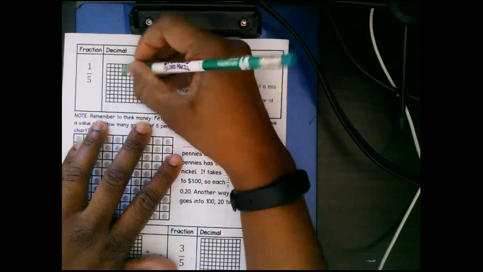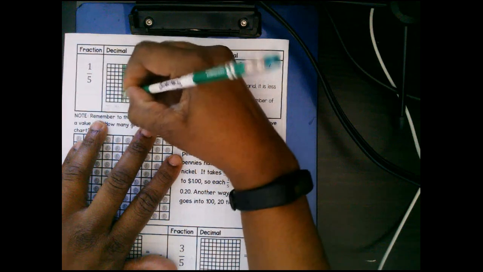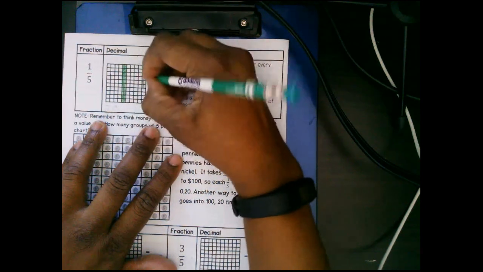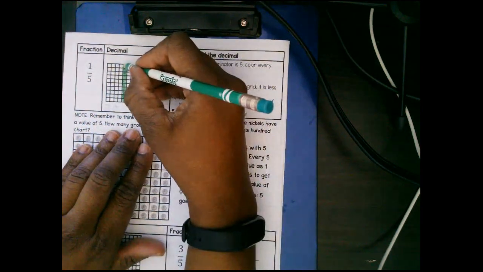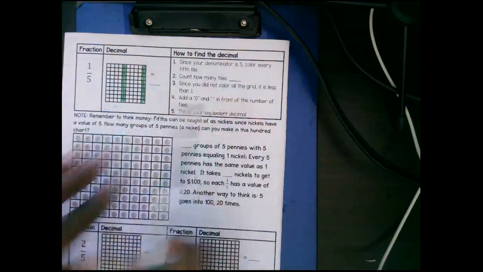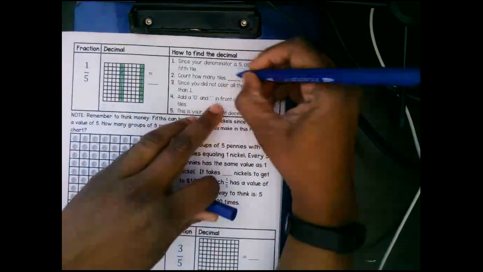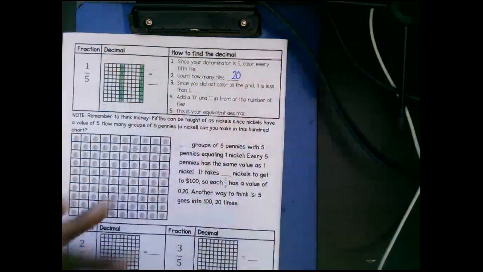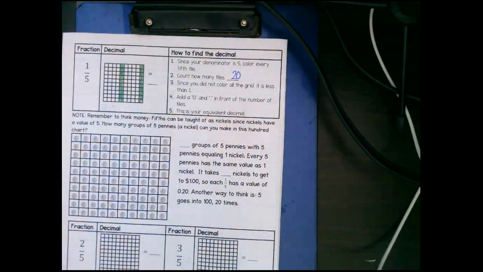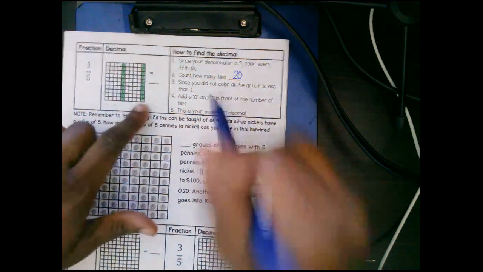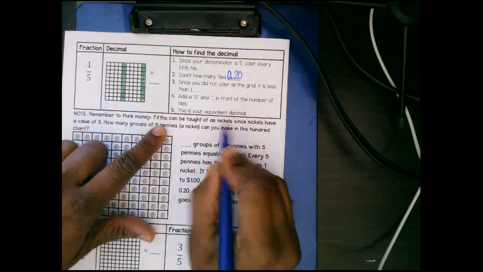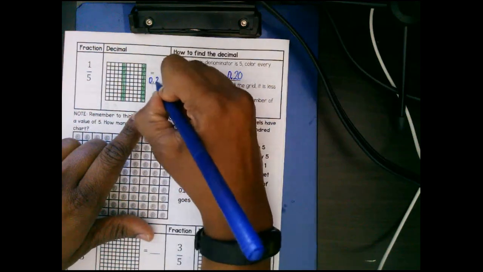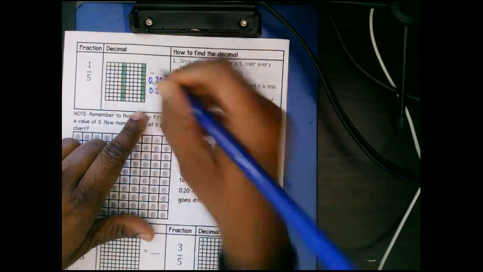We're only coloring the 5th and the 10th column, which makes sense. 5, 10. So this is 10, 20. So we counted 20 colored tiles. Since you did not color all of the grid, it is less than 1. So we'll add a 0 and a decimal point in front of the number of tiles. This is your equivalent: 20 hundredths or 2 tenths.